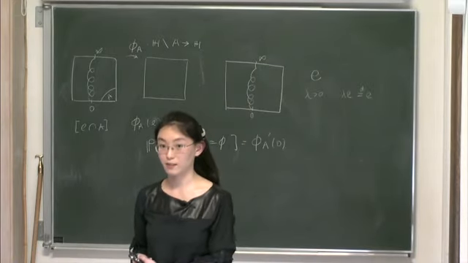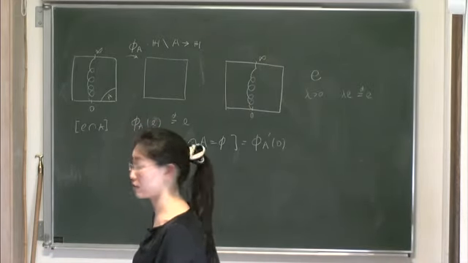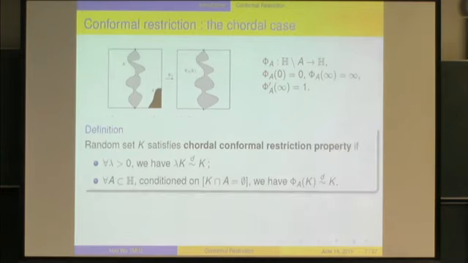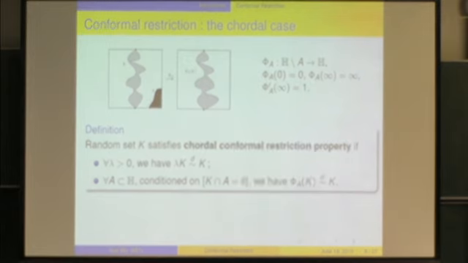So this is something well known for the Brownian excursions. And our motivation to introduce chordal conformal restriction is parallel to the ideas here. So now we introduce what a chordal conformal restriction sample is.